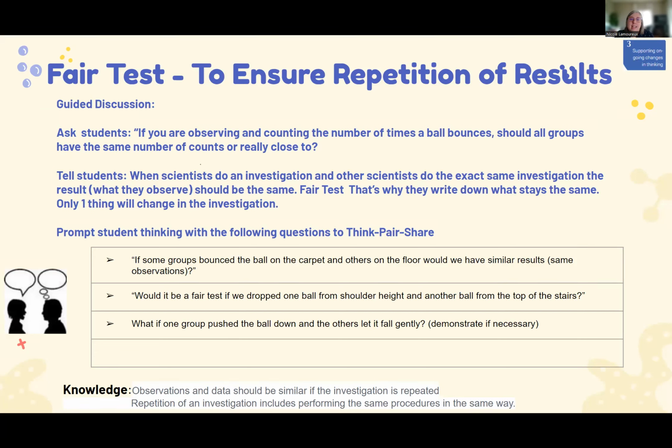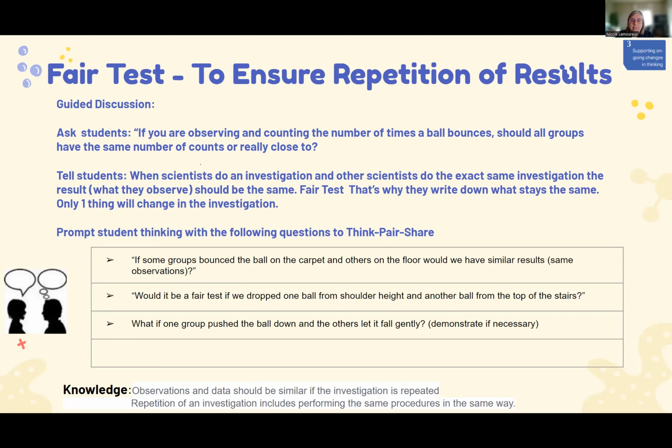So if you're observing or counting the number of times a ball bounces, should all groups have the same number or should it be wildly different? Well, we should have the same. Okay, but what happens if some groups bounce the ball on the carpet and the others bounced it on the floor, but they get the same results? These are some questions for them to think about.